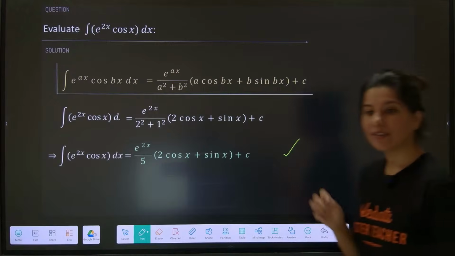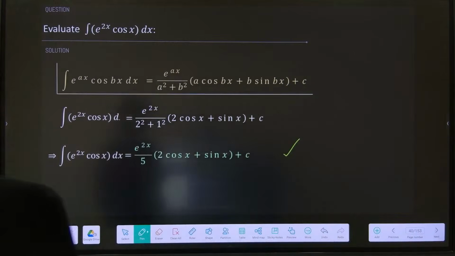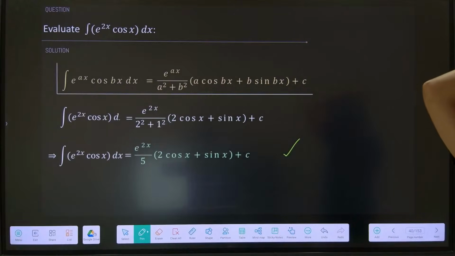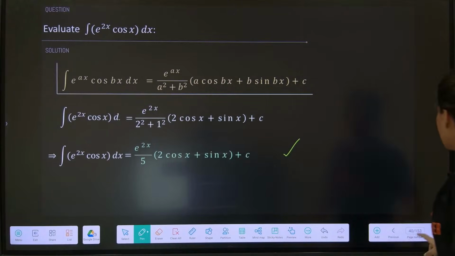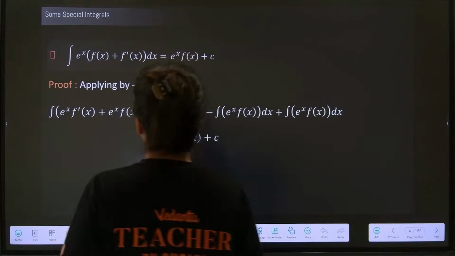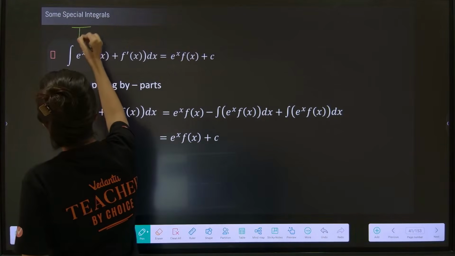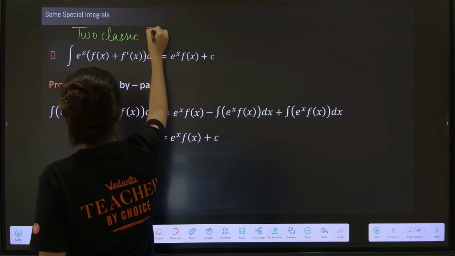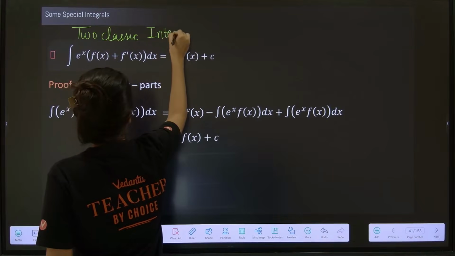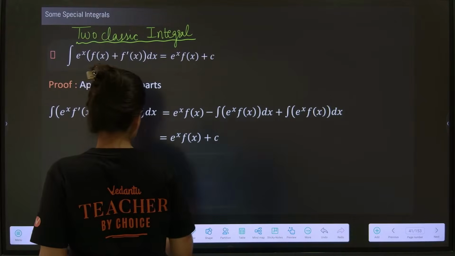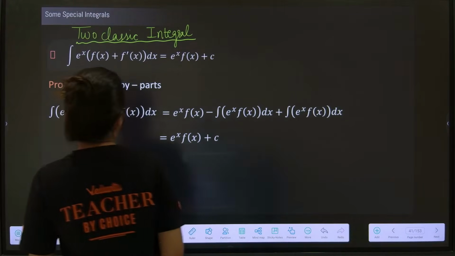Because now after this, a very important topic which we are going to study, both for definite and indefinite integration, this topic is very important. Which is nothing but two classic integrals. Very easy also, but sometimes it might look a little bit tricky.